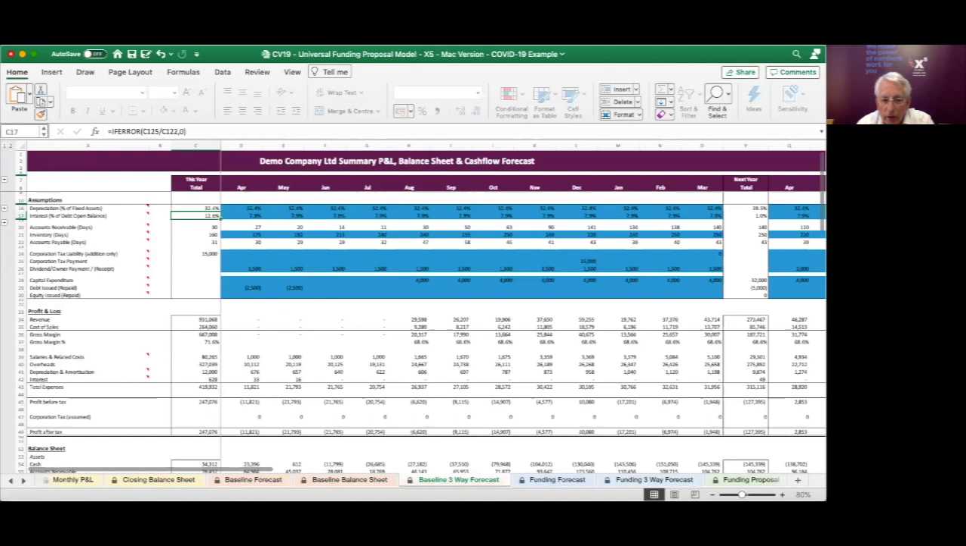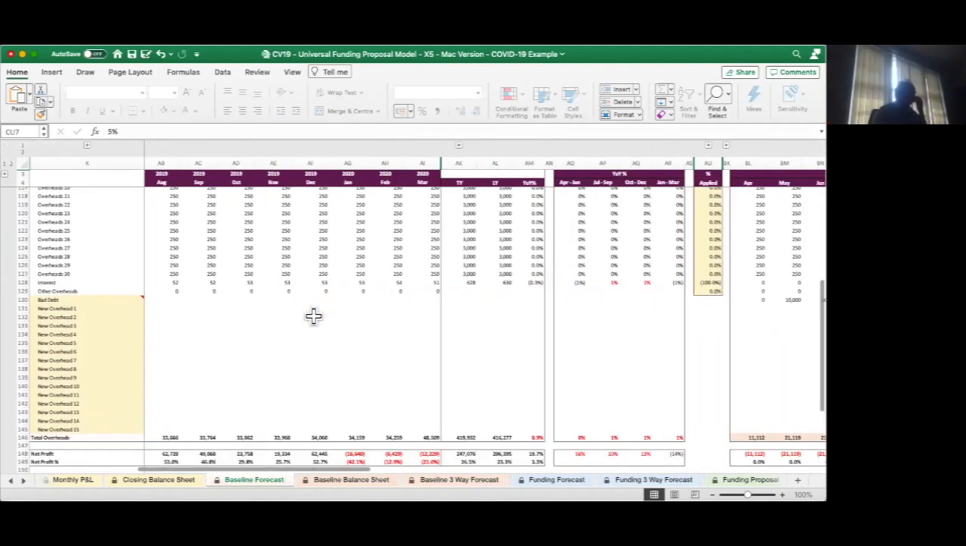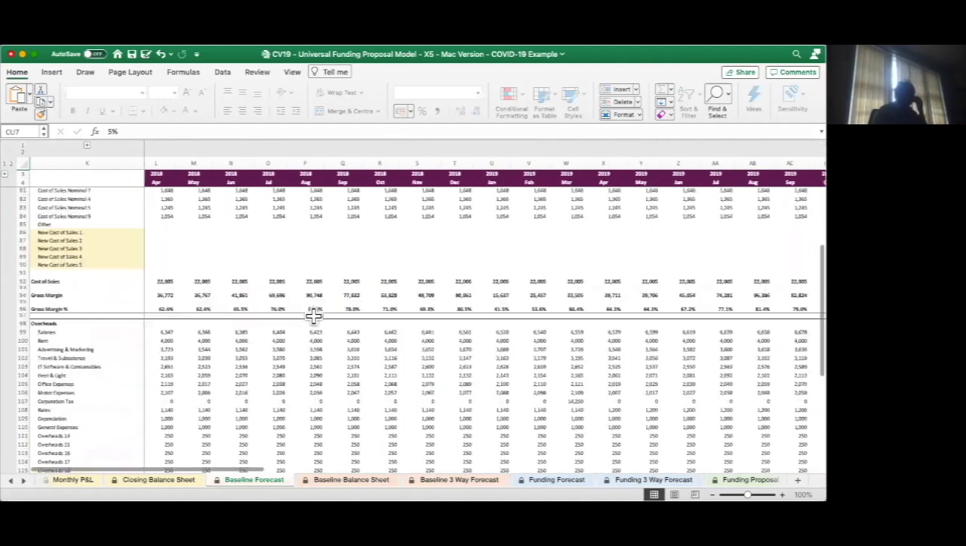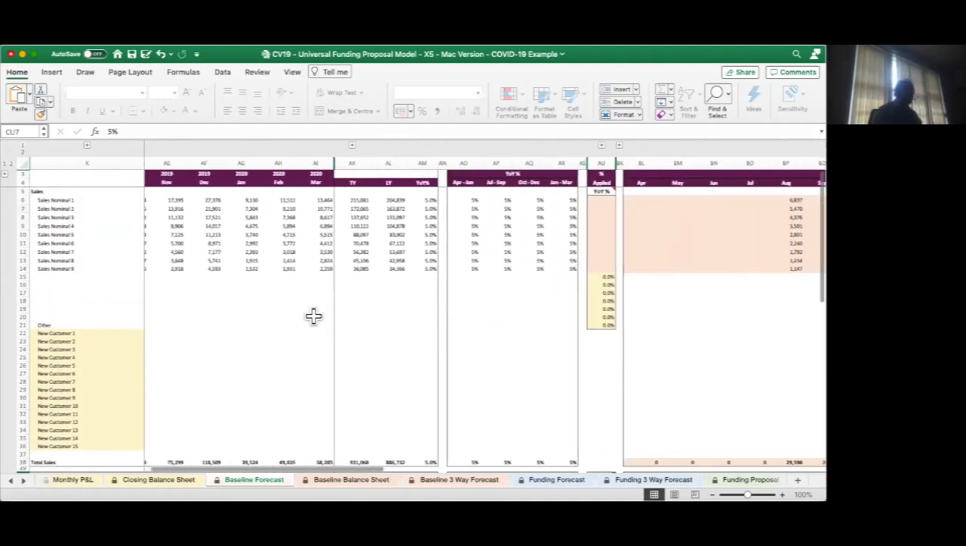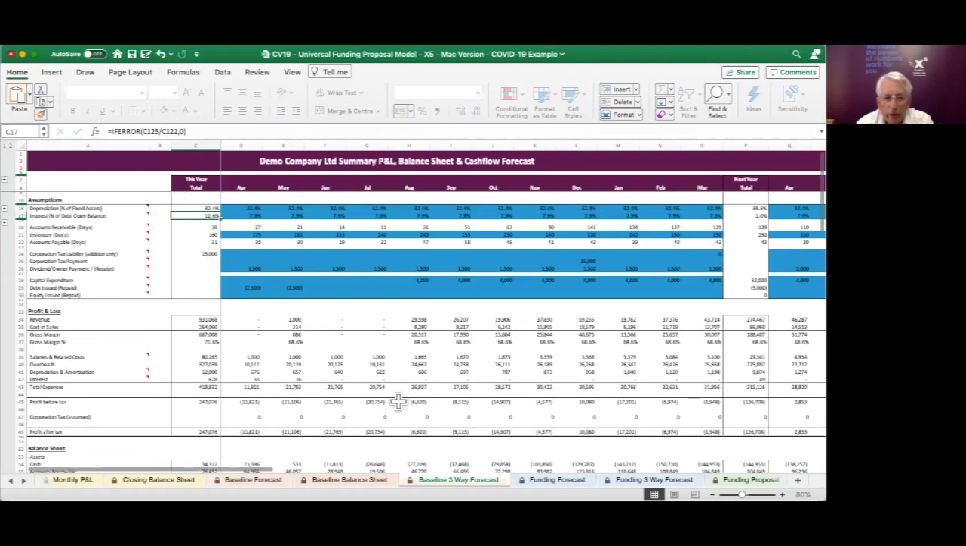So if I'd gone and put in baseline forecast, if I'd gone and put in there £1,000 in May, look at that base. I'll go to my baseline three-way forecast. That £1,000 has suddenly appeared. My cost of sales as a percentage has appeared, and so that's shown in my forecast. So I'll leave it as it is just to demonstrate it. It's only a small figure.